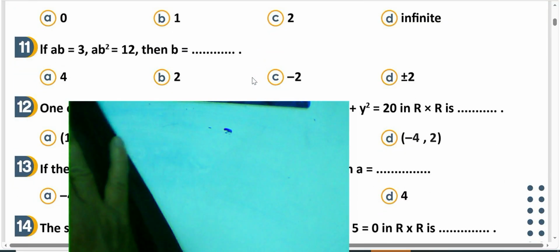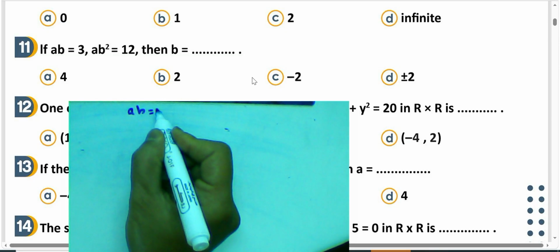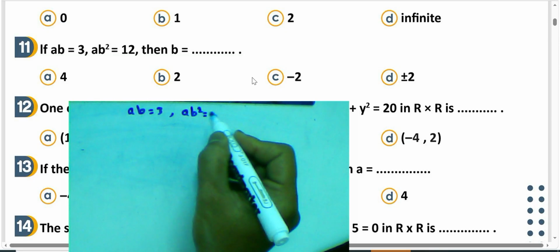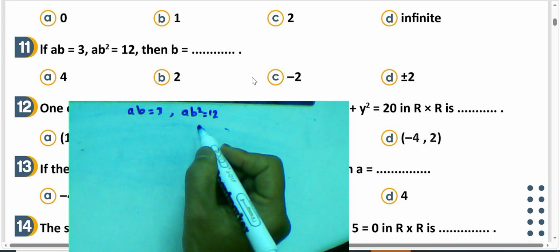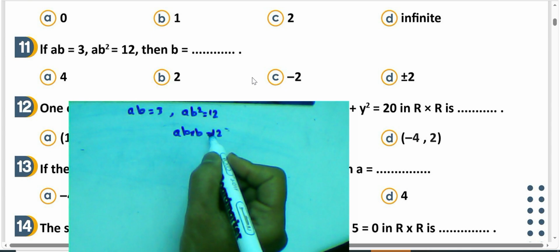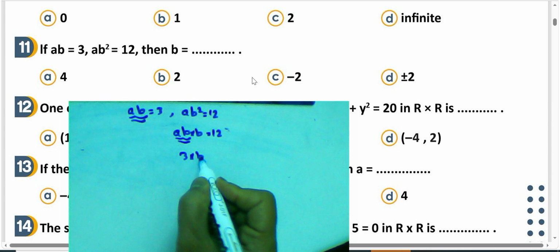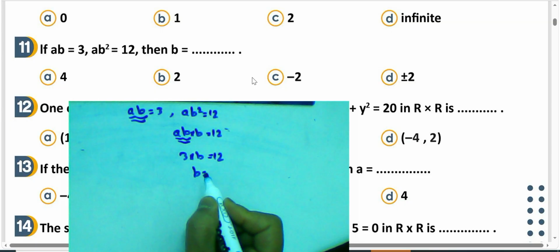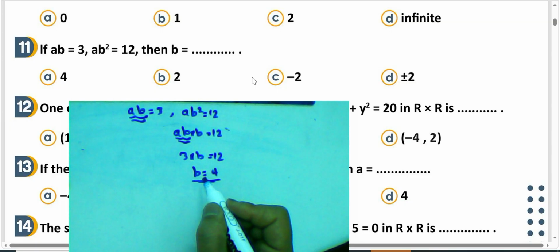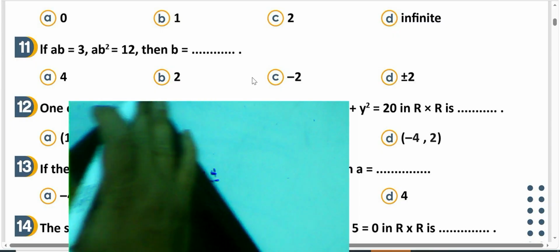Next, question number 11. If AB equals 3, A multiplied by B equals 3, and A power 2 times B is 12, what is the value of B? We can write A power 2 times B as A times AB, equal to 12. We can put the value of AB equal 3. Then 3 times B equals 12. So the value of B equals 12 divided by 3, which is 4. Choose letter A. The value of B is 4.